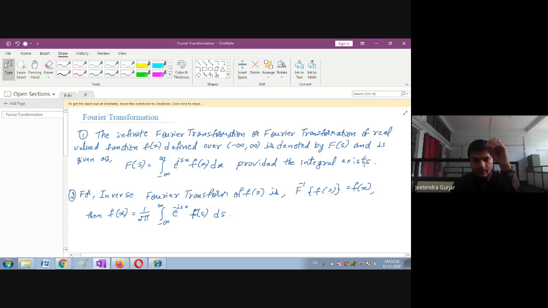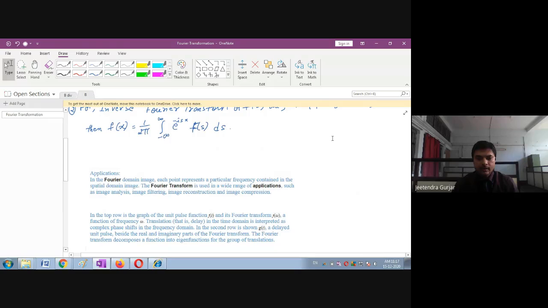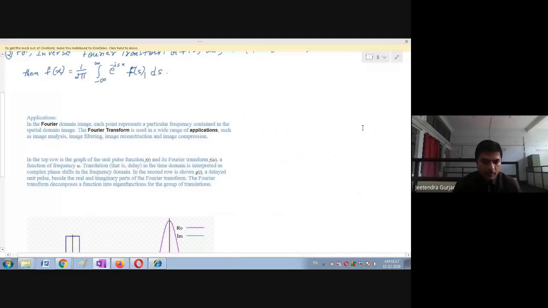So for infinite Fourier transformation, you have to remember this first formula and exactly its inverse. Yes, students, exactly its inverse is given. f of x is equal to 1 upon 2 pi integration minus infinity to infinity e raised to minus isx F of s ds. So you can see these are the two important definitions in the Fourier transformation. Okay, next we will go to some of the simple applications.